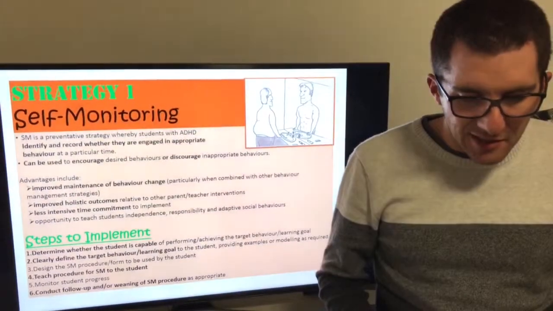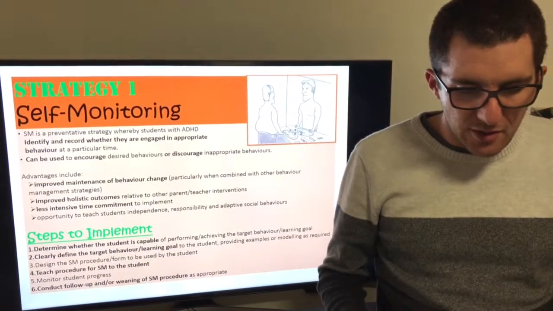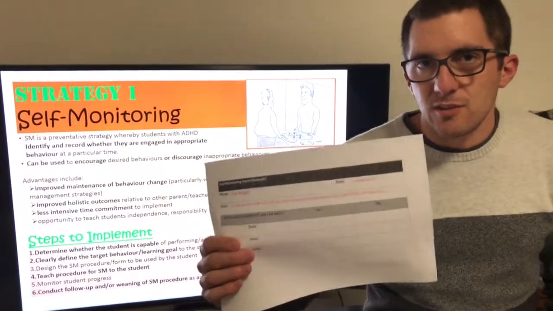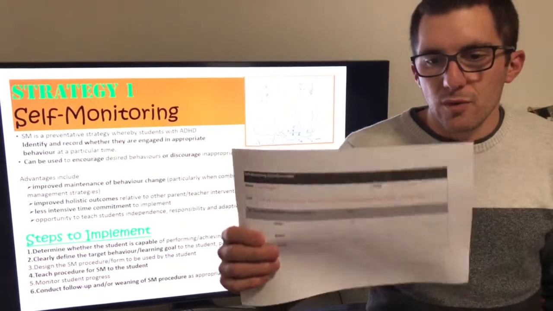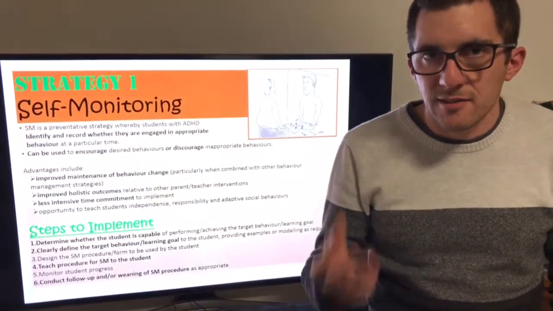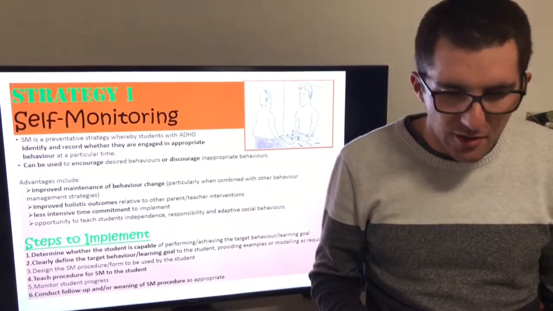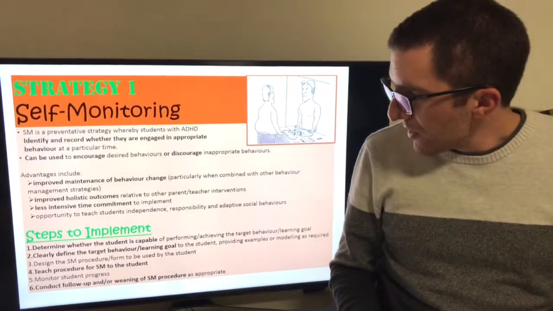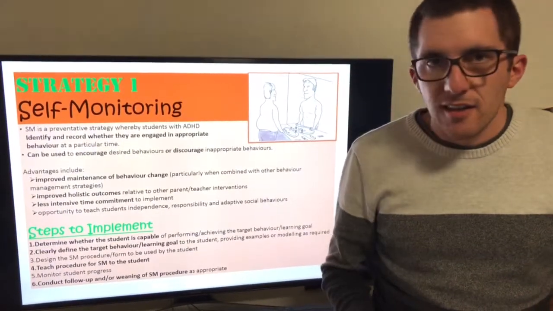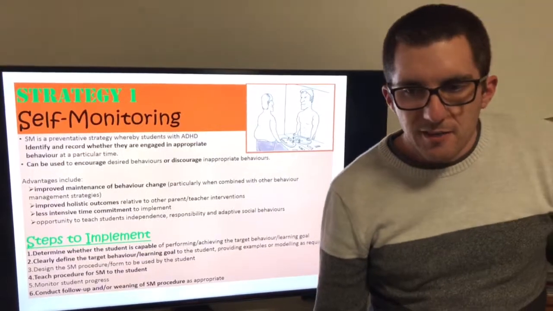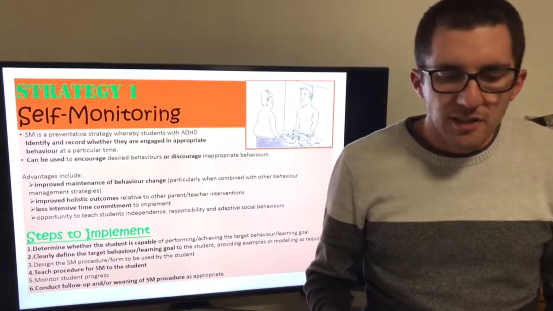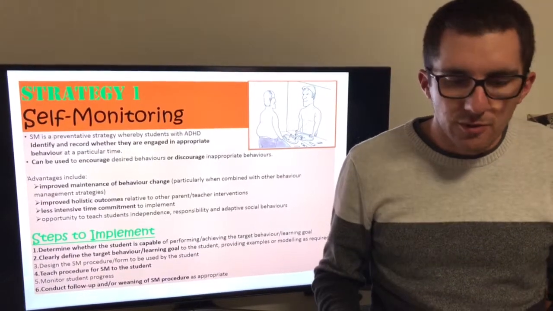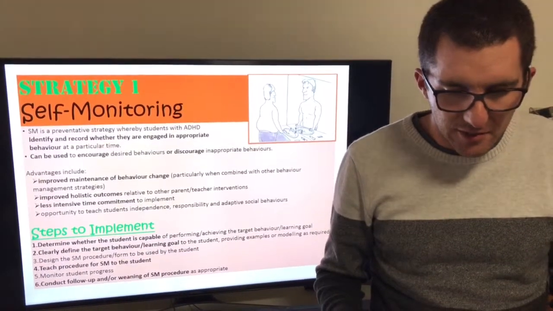The second step is to clearly define the target behaviour to the student, providing relevant modelling and examples. So again, staying on task, what does that mean? You might have a simple indicator that they need to maintain eye contact, and that's how you measure whether they're meeting that. Thirdly, you need to teach them the procedure, and that gets back to not just explaining what they need to do, but actually explaining the rationale for why they're doing it. So this isn't a punishment for them, this is actually going to enhance their learning.